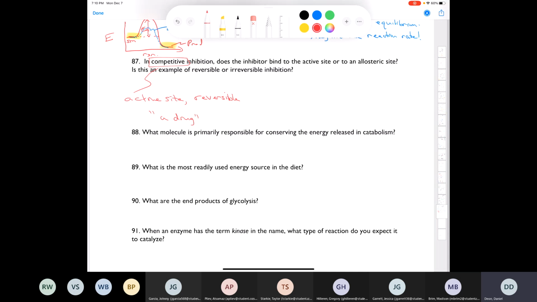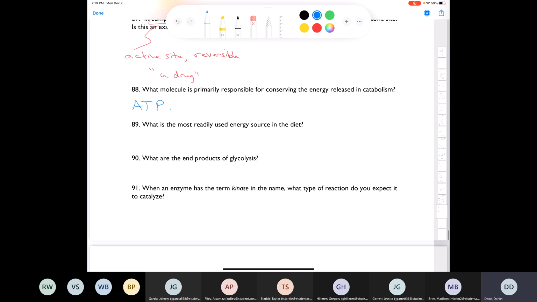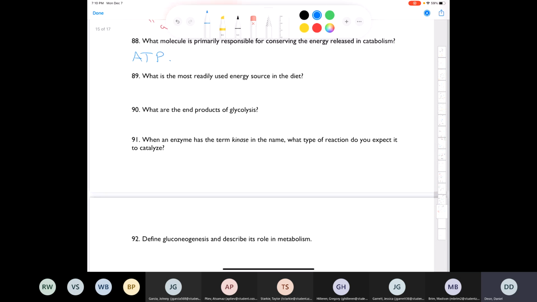Number 88, what molecule is primarily responsible for conserving the energy released in catabolism? That would be adenosine triphosphate, or ATP. What is the most readily used energy source in the diet? Not what gives you the most energy, but what's the most readily used? And the answer would be carbohydrates. Carbohydrates, those are most quickly used up.